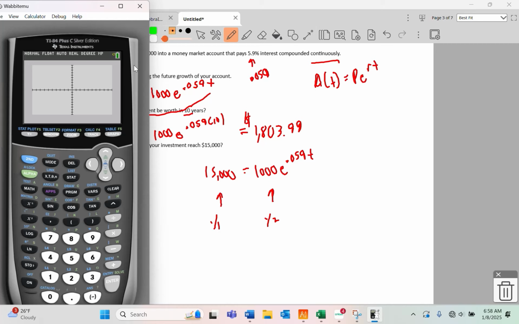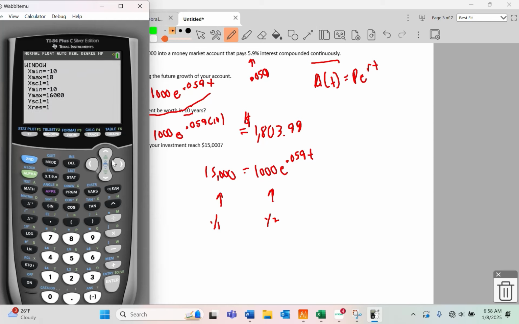As soon as mine quits working, I'll go to window. I'm going to make the Ymax 16,000, just bigger than 15,000. And I know it's not going to happen in 10 years, but I'm going to hit graph. We're going to have to play with the window some more. We should start seeing the exponential function be drawn. And it's not moving too fast, is it?